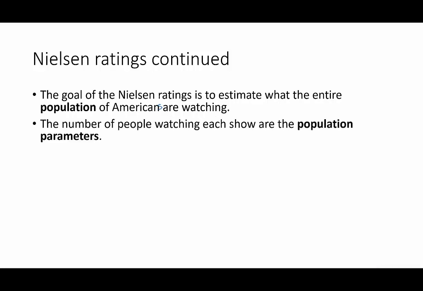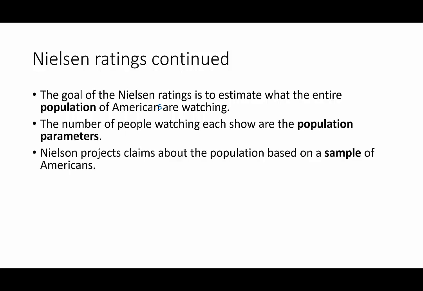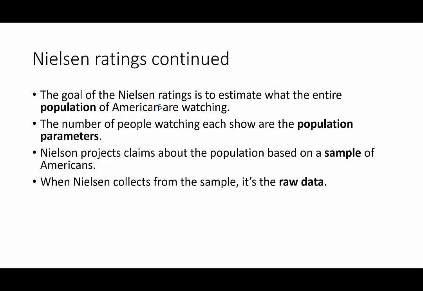The number of people watching each show is called the population parameters. So we could have a subset of those watching The Big Bang Theory, a subset of those watching American Idol. I think that's still on the air, although Big Bang Theory is not. So we could have these different subsets. Those would be the population parameters. Nielsen projects claims about the population based on a sample of Americans. And remember, that sample was 5,000 households. When Nielsen collects the sample, it's called the raw data.